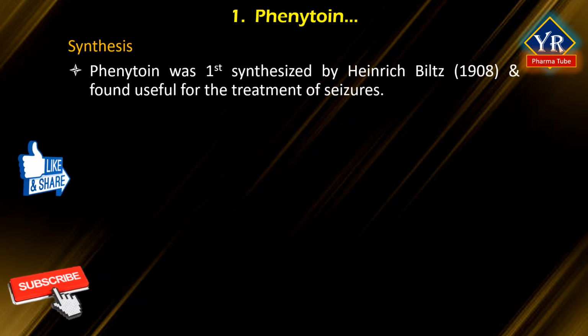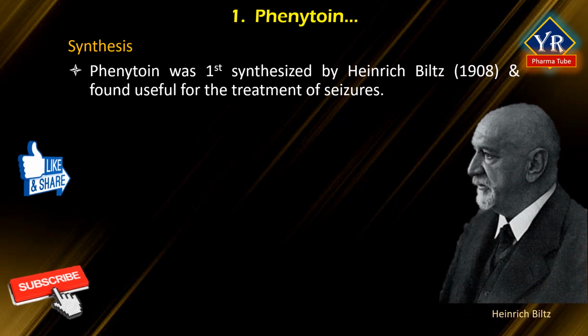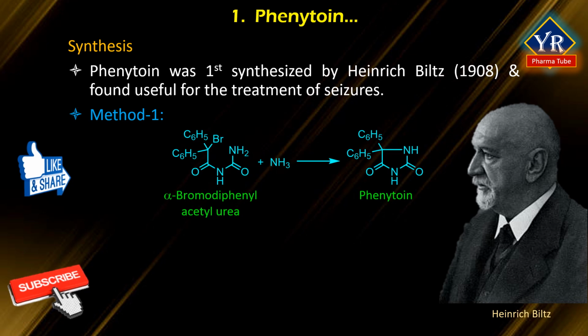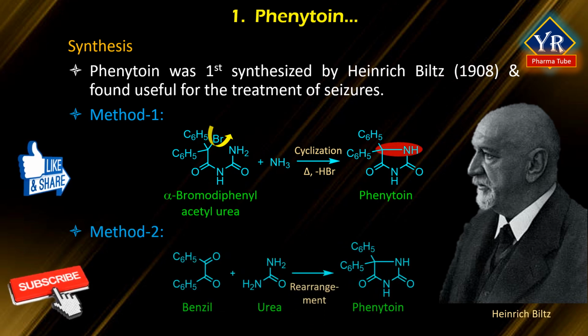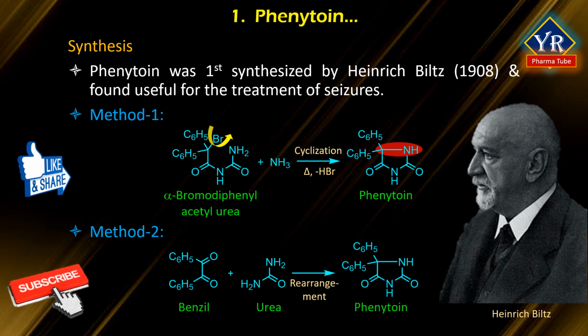Phenytoin was first synthesized by German chemist Heinrich Blitz in 1908 and found useful for the treatment of seizures. It is synthesized in three different methods. The first method involves heating alpha-bromo-diphenyl acetylurea with alcoholic ammonia to form phenytoin. The second method involves a rearrangement on the reaction of benzil with urea to form the product phenytoin.